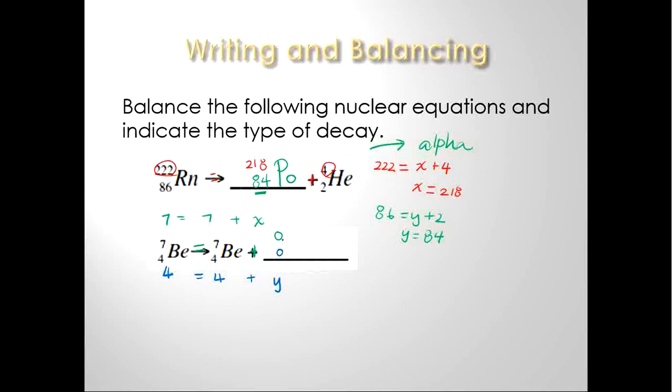Well, what do you recognize as 0, 0 that we learned today? 0, 0 is gamma. So I'm going to write the gamma symbol here. And this is going through gamma.